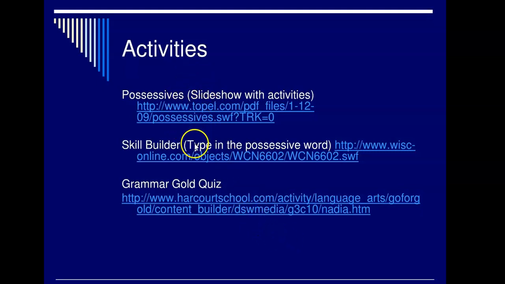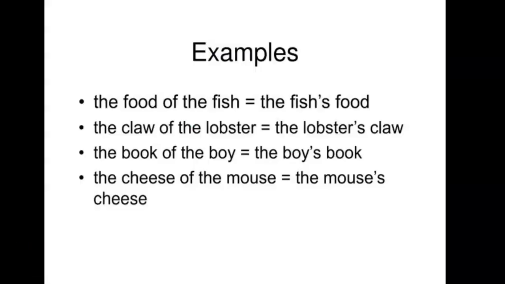So, my dear students, here you can see activities, yes? A slideshow with activities and the skill builder and the grammar gold quiz. It's the homework also. For example, the food of the fish, the fish's food, yeah? The claw of the lobster, the lobster's claw. The book of the boy, the boy's book. You can see the possessive nouns. The cheese of the mouse, the mouse's cheese.